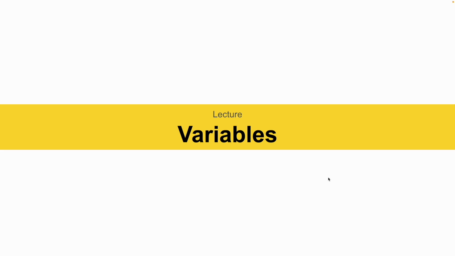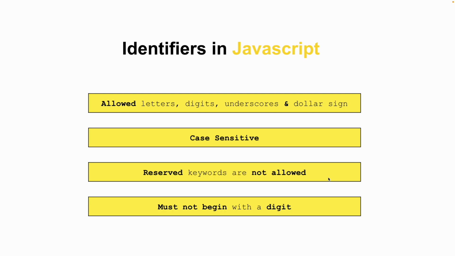Whenever we create a variable in JavaScript, we need to follow the set of guidelines given by JavaScript for identifier creation. A name must include only letters, digits, underscores, and the dollar sign. Only these four kinds of characters are allowed. It is also case sensitive. Of course, we can't use reserved keywords like for loop or if else statements, or other built-in keywords of JavaScript. And it must not begin with a digit.